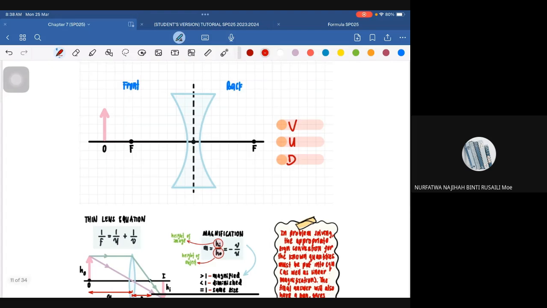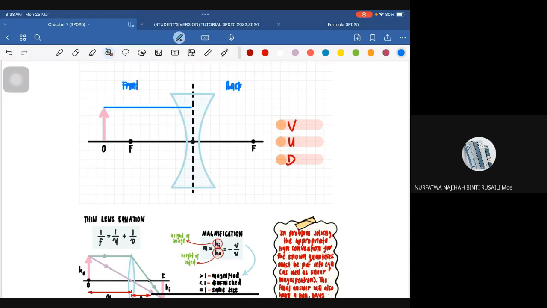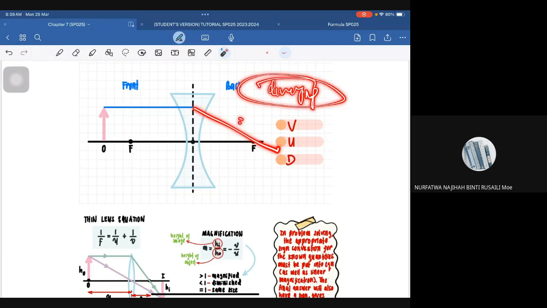So how do we do this? As usual, we do it with OPF. Okay, we do OPF first. So from the object, parallel to the principal axis, and then it will go through a focal point. But which focal point? First you have to know this is a diverging lens. If you go through this focal point, it will become convex. But now this is a concave lens, so it should diverge. After it passes the lens, it needs to diverge.